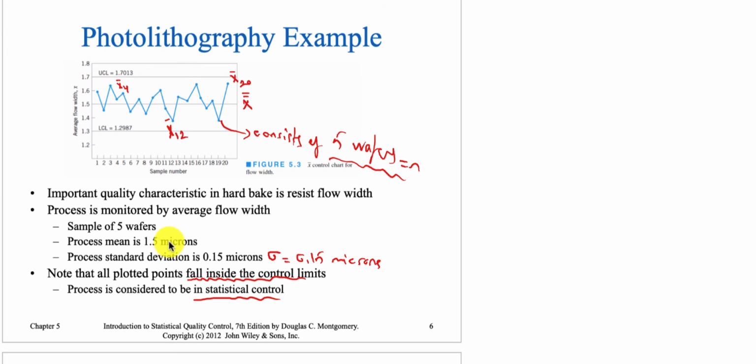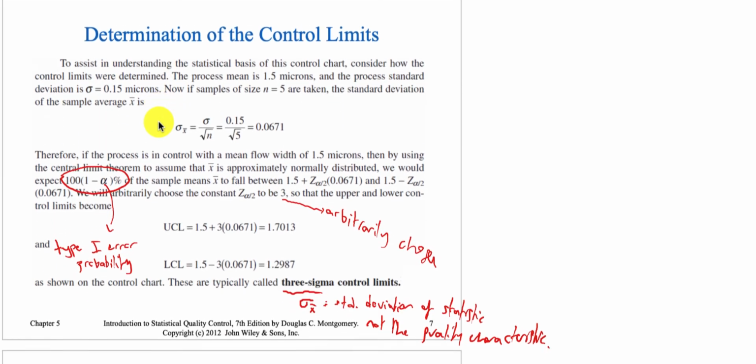Okay, so the process mean is 1.5 microns. This is the mean, the mu, okay? And we know the population standard deviation, it is 0.15 microns, and we know the population mean, it is 1.5 microns. And we see all of the samples are in control, between the control limits. So we can say that this process is statistically in control.